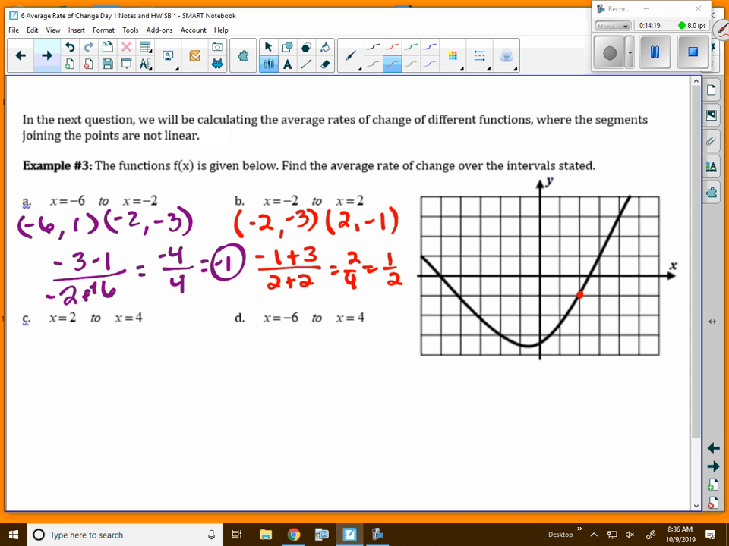Okay, sometimes those negatives can throw you off. Right here you ended up adding 3, and on the bottom you ended up adding 2 because you had double negatives going on there.